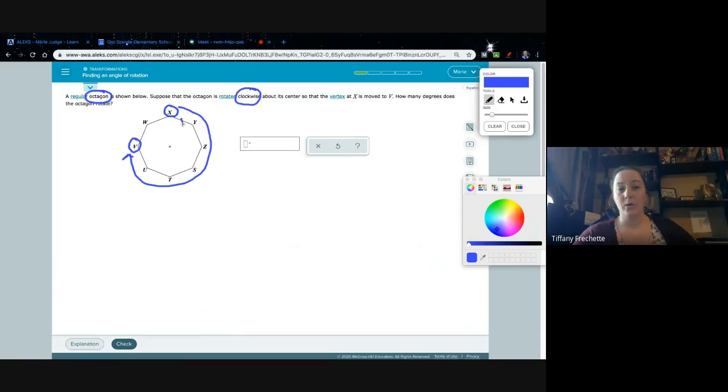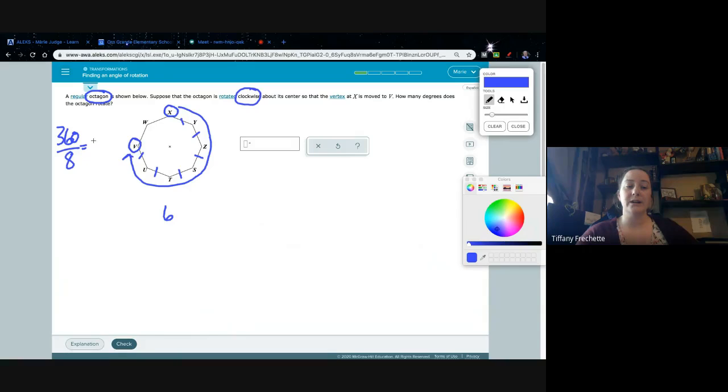So we have 1, 2, 3, 4, 5, 6. We're rotating around 6 different spots. And octagon means that it has 8 sides. If you didn't know that, you could just count the number of sides. So we're going to take 360. We're going to divide by 8 this time so that we know how many degrees each one of these rotations or each one of these spots are.